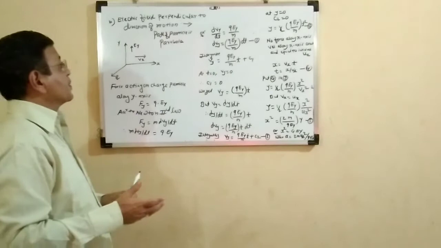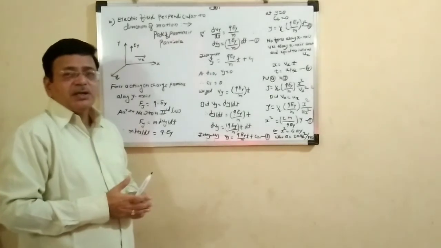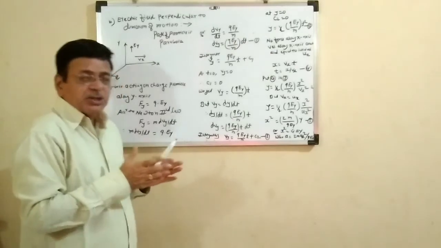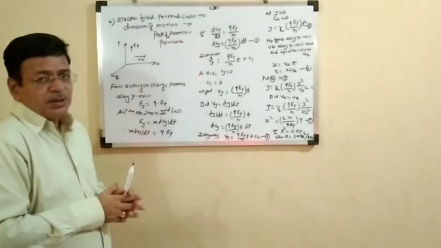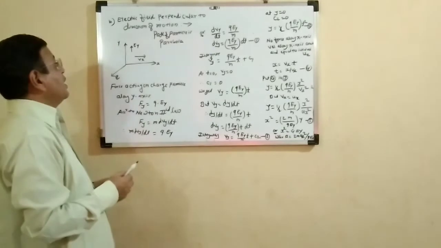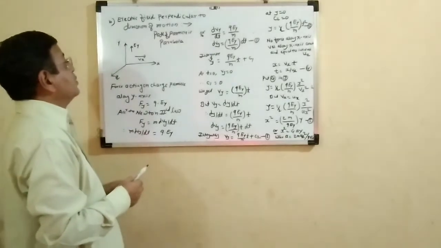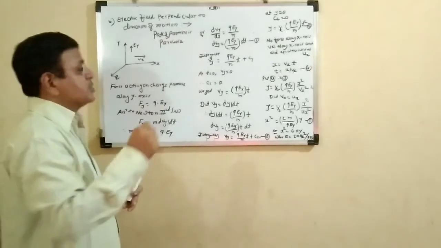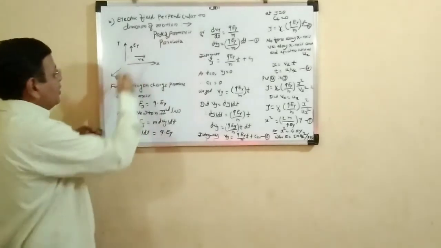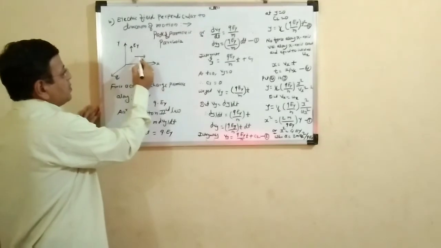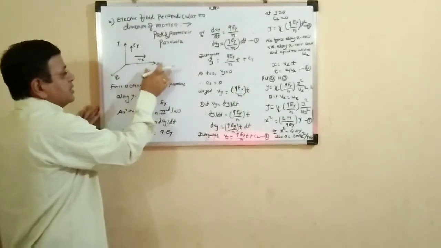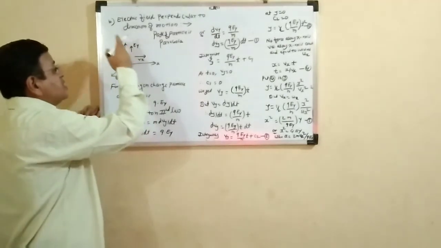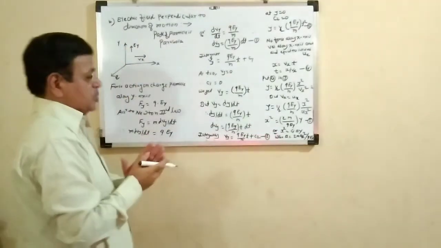We have just seen the motion of a charged particle when the electric field is parallel to the direction of motion of the charged particle. Now we are interested in seeing what happens when the electric field is perpendicular to the direction of motion. In this figure, the charged particle is moving along the x direction with velocity vx, and the electric field is applied along the y-axis, which is perpendicular to this velocity.